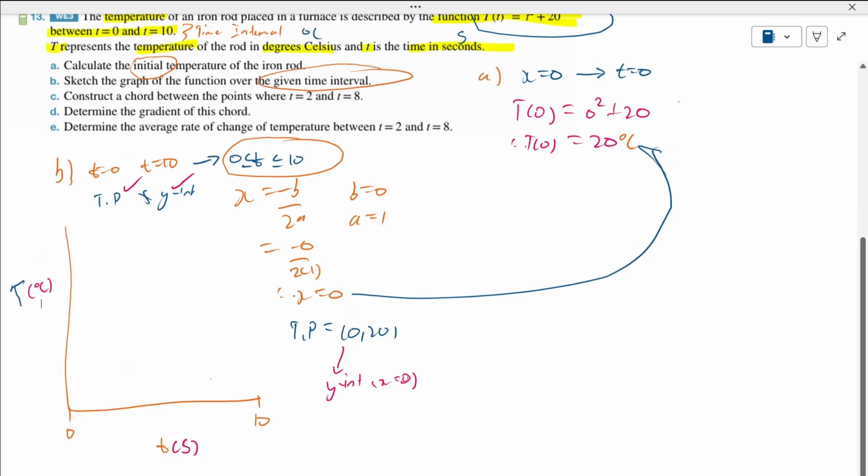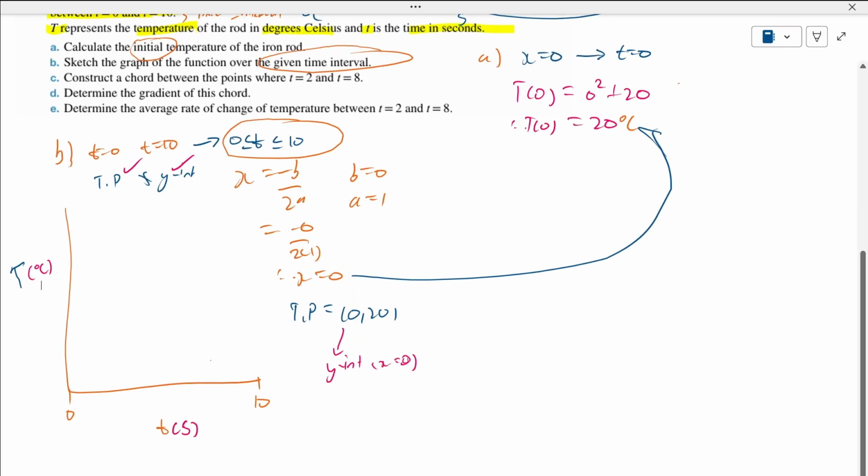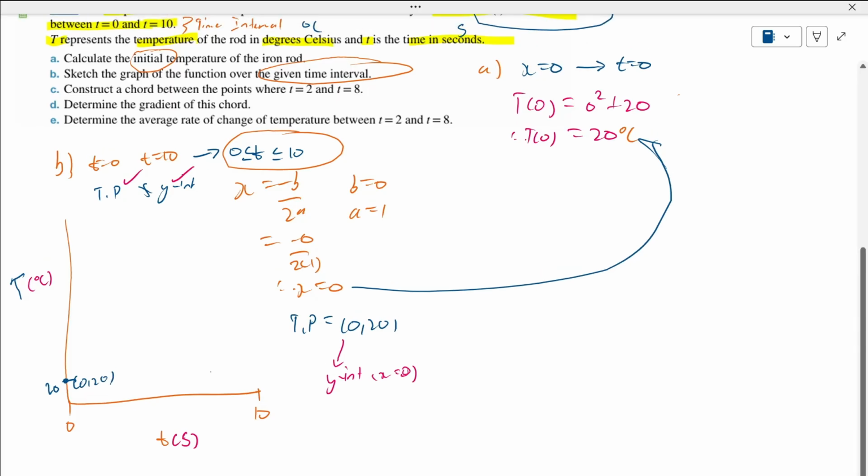Okay, great. Awesome. So we know that the turning point is going to be at 0, 20. So let's indicate that. Let's put 20 here. Let's put a nice point there. So we know this is 0, 20. And now we've got to sketch the graph of the function over the given time interval. It says just a sketch, so it doesn't need to be perfect. So a general drawing should be okay. So something like that really should be fine. Okay, great. So we've done that.